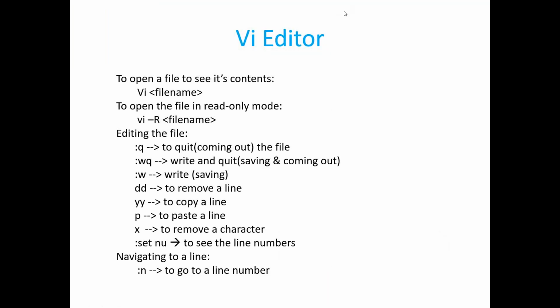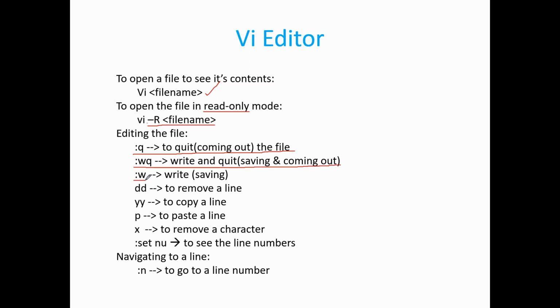So we have seen how to create a file by using VI editor. Also, we have seen how to see the contents. But to open the file in the read-only mode, you can use -R and then the file name. So we have also seen how to use :q! to quit from the file, to come out of the file without saving anything. We have also seen how to use :wq to write and quit, that is save and come out of the file.